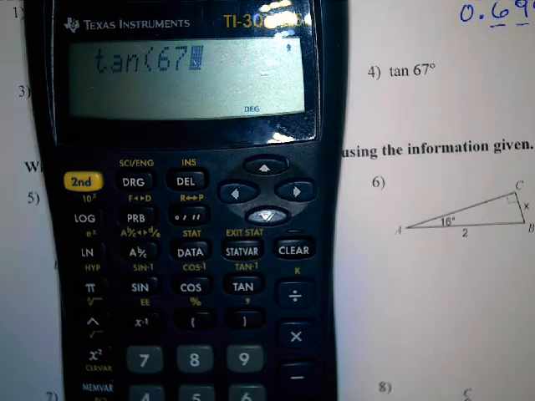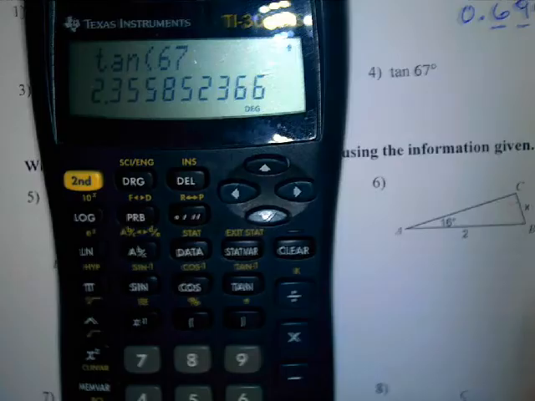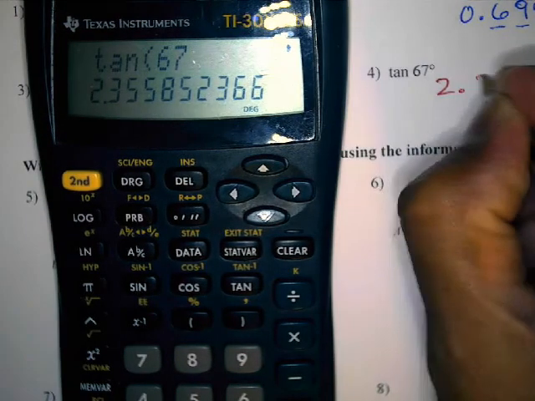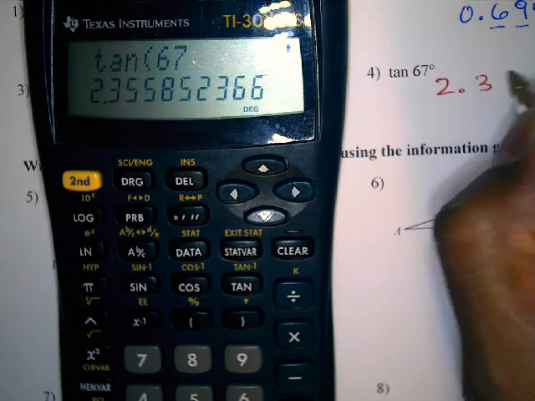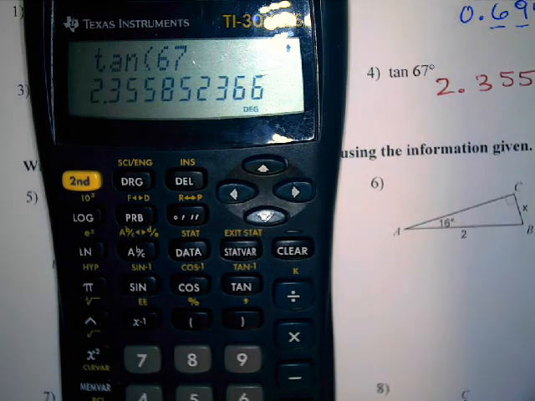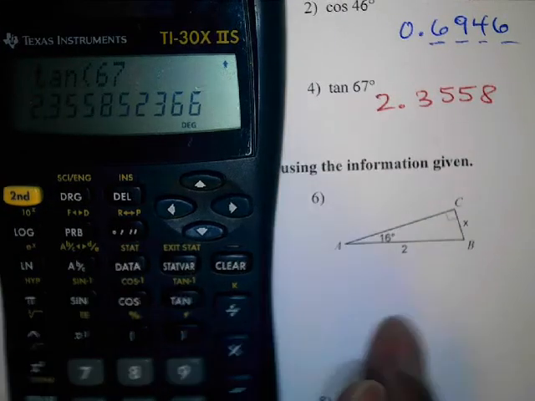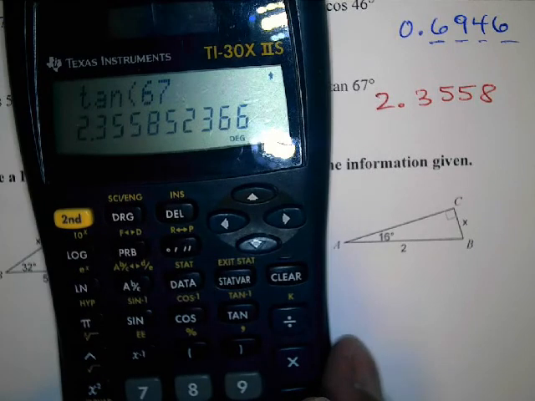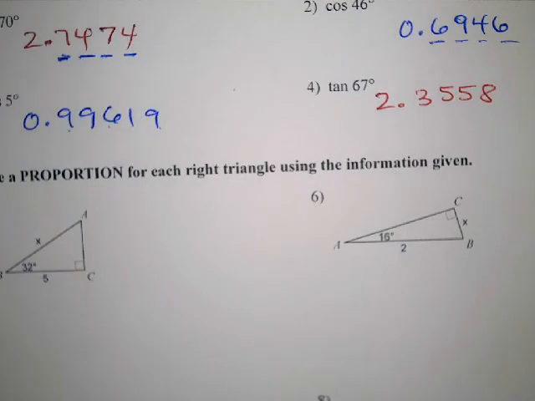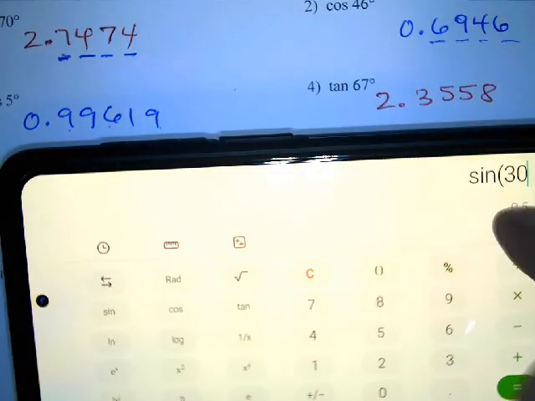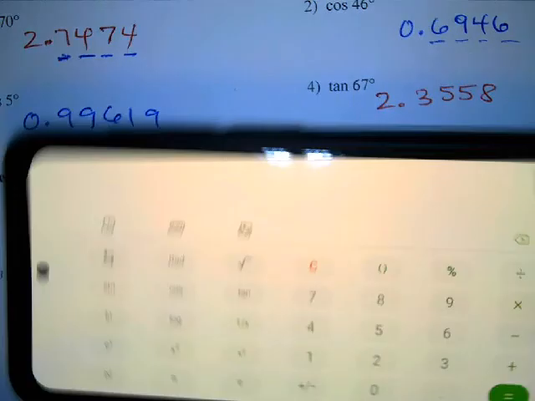Okay, last one over here, tangent of 67. Tangent 67. And let me check that with the phone one. That is 2.3558. You guys see that? 2.3558.